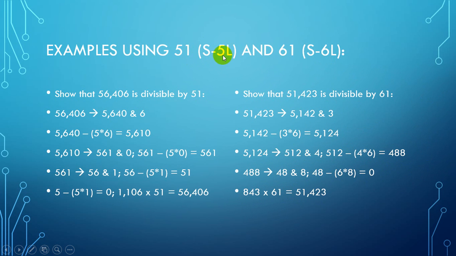For 51 and 61, s minus 5l and s minus 6l, respectively. And to show that 56,406 is divisible by 51, again, same procedure, break it up into 5640 and 6, take that ones digit, 6, multiply it by 5, 30, and then you subtract it from 5640, and that gives you 5610. And this one you can almost bypass because you're going to just get 0 here. So 5610 breaks into 561 and 0, and that doesn't change, so 56 and 1 is your next result when you repeat, and 56 minus 5 times 1 gives you 51, which is of course a multiple of 51. And take that a step farther, 5 minus 5 times 1 again gives you 0.